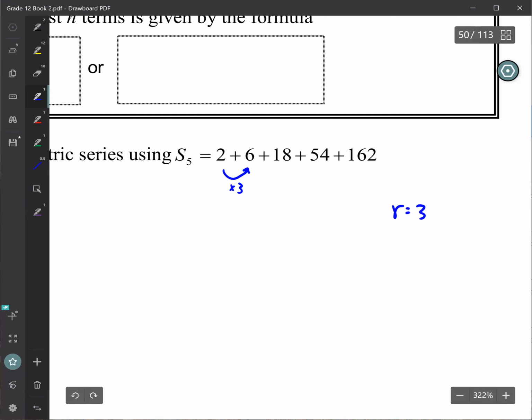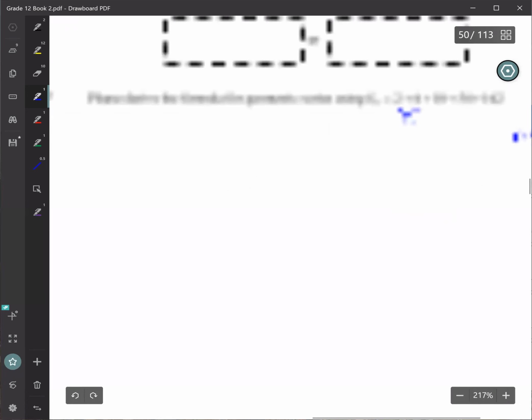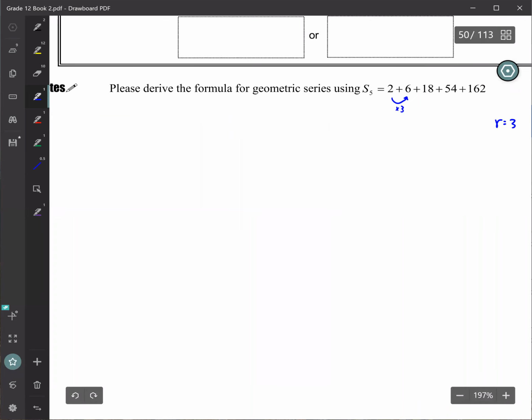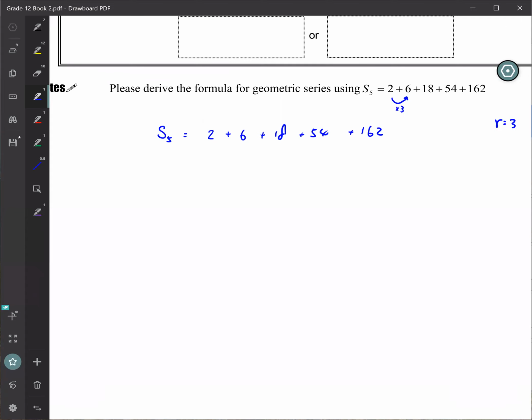Okay, so let's go to the bottom space here. So here we're gonna derive the formula. So we'll start by rewriting the series again, okay? So everyone can write it down as well. So S5 is 2 plus 6 plus 18 plus 54 plus 162, okay? And then we are going to take the same series and then multiply by the ratio again. Okay, so it will look like this.